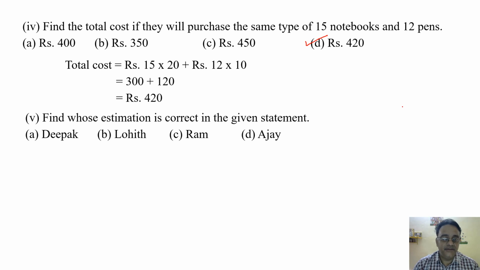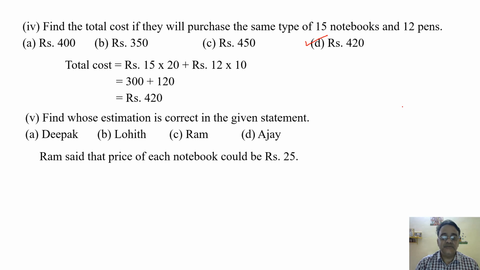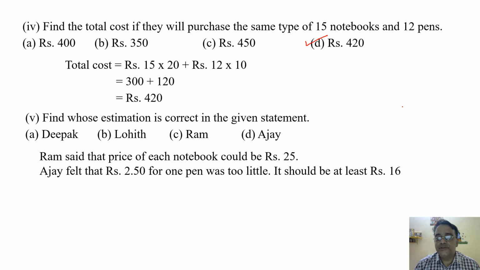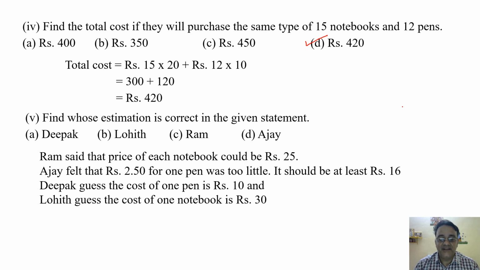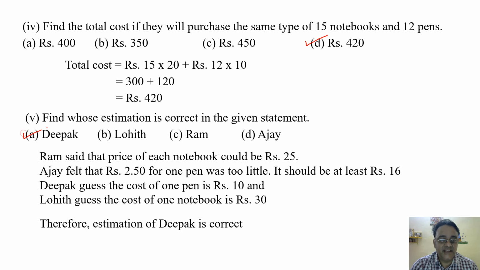What we have seen in the statement is that Ram said the price of each notebook could be rupees 25. That is wrong. Ajay felt that rupees 2.50 for one pen was too little. He guessed rupees 16 for one pen. That is also wrong. Deepak guessed the cost of one pen is rupees 10. So that is correct. Lohit guessed one notebook is rupees 30. So whose guessing is correct? Deepak. Right. And the correct option is A.